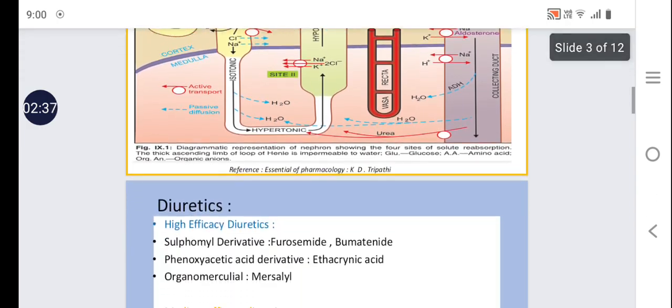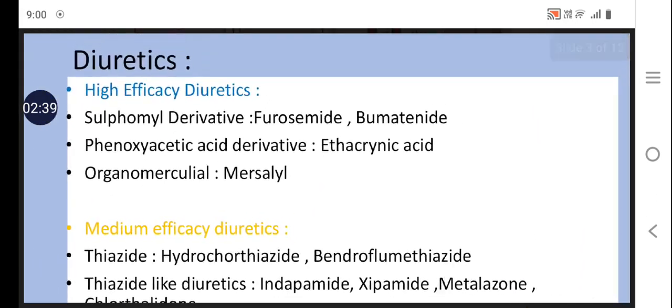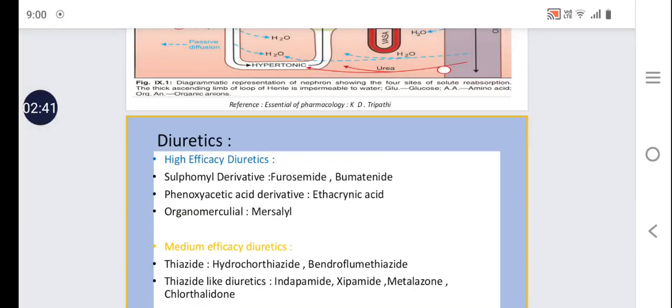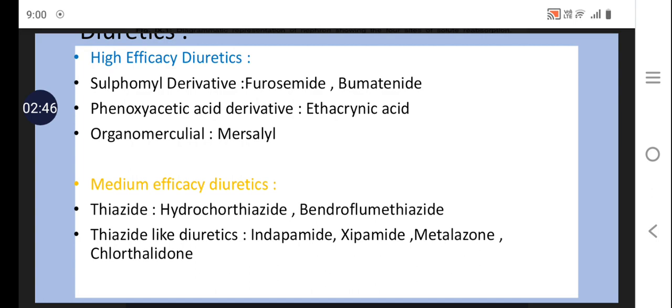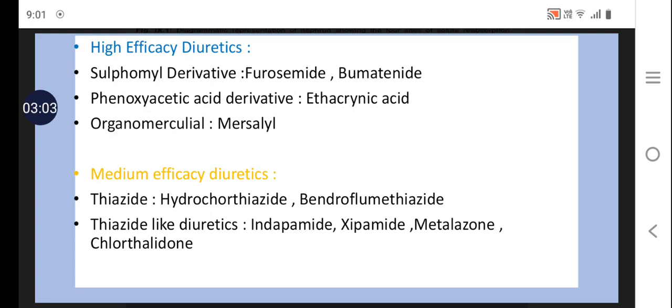And these diuretic drugs increase the loss of urine from our body by various mechanisms. Their sites of action are different, and based upon their efficacy, they are classified as highly efficient diuretics, then diuretics with medium efficiency, and low efficiency diuretics. So the high efficiency diuretics are also called loop diuretics.